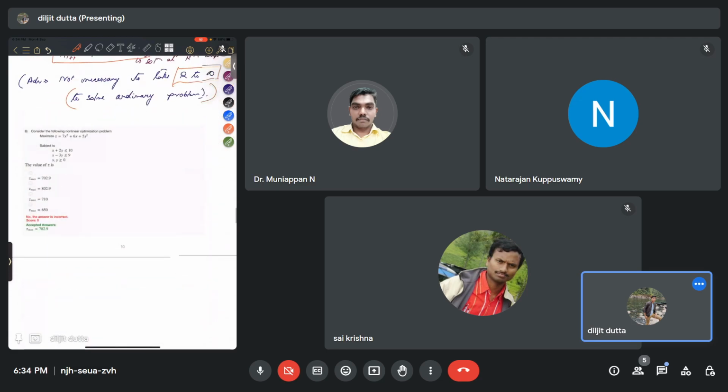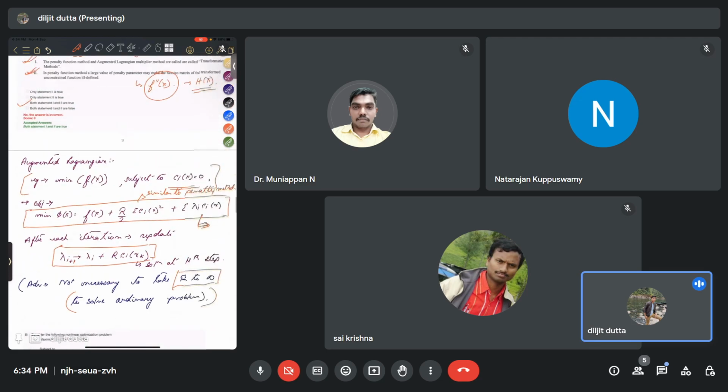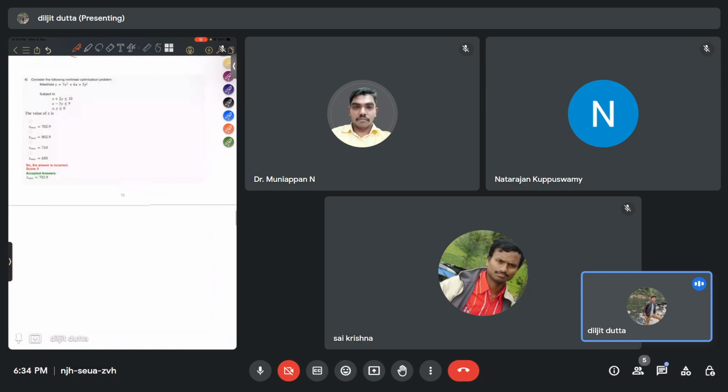Okay, so these were some conceptual problems. Now we will solve some numerical problems. Consider the following nonlinear optimization problem: maximize z equals 7x squared plus 6x plus 5y squared, subject to this condition. We saw that in the standard form we always do a minimization problem, so we'll convert this problem to a minimization problem.